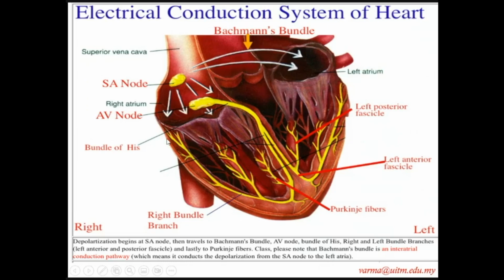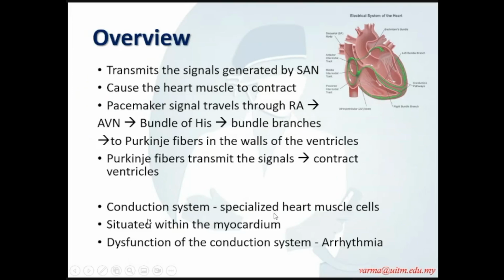Again, the Purkinje fibers go through the myocardium of both ventricles and make them contract. The conduction system is made of specialized heart muscles. All these components are specialized heart muscles situated within the myocardium. The SA node is situated within the myocardium of the atria, the AV node within the interatrial septum, and the Purkinje fiber bundle of His within the myocardium of the ventricle.